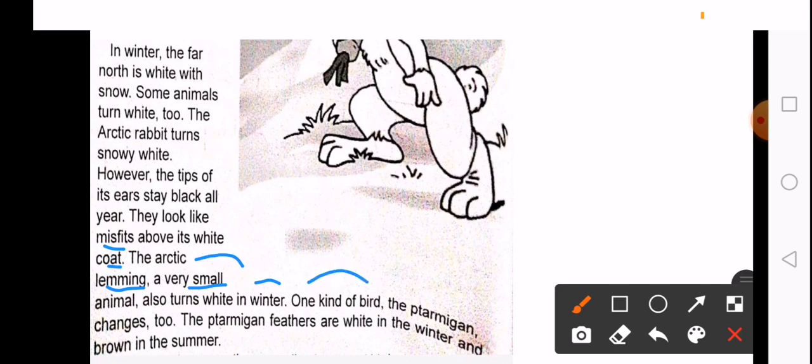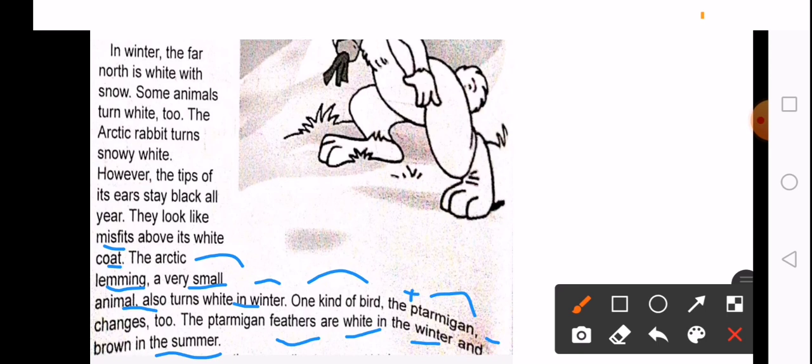One kind of bird is called ptarmigan. Ptarmigan, we don't pronounce the letter B. It's a kind of bird. It lives there in the north, far north. It also changes to white. The ptarmigan feathers are white in the winter and brown in the summer. So what do you think here? What are the two colors dominating in summer?